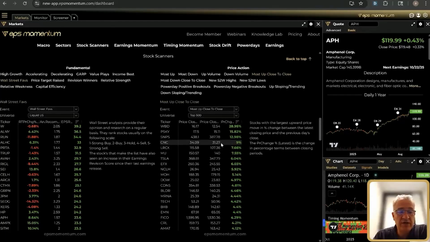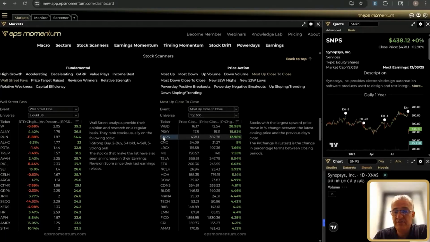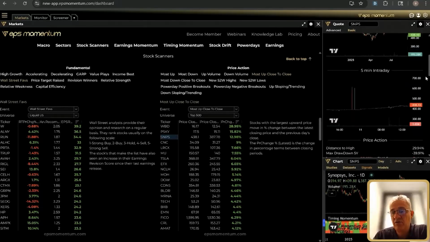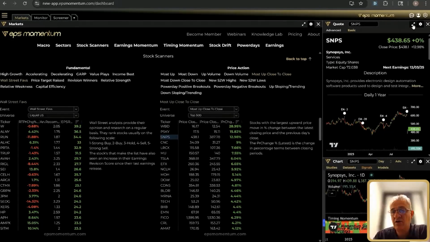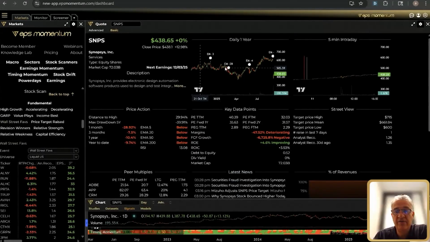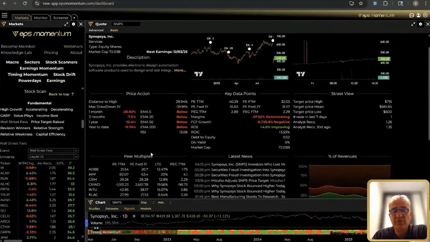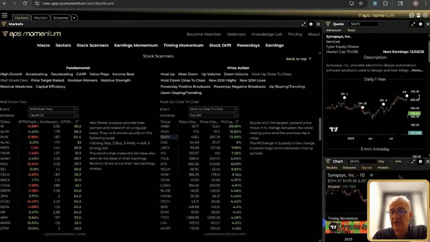Okay, so very quickly, I can click on any of these names. Here I get a quote and a chart, or inside the quote, there's also two charts. I can enlarge that quote very easily by clicking on this icon, focus, and then I have the two charts, price action, key data points, the balance sheet, some news, peer analysis. I can see peer multiples and so on, and I can close it down quickly.